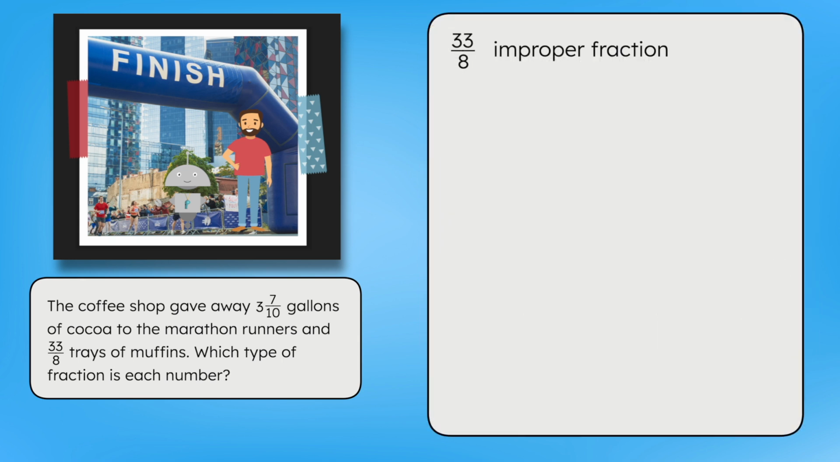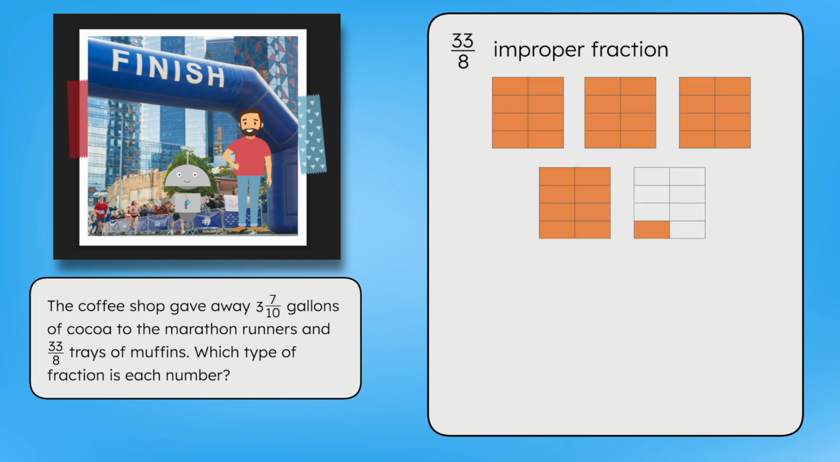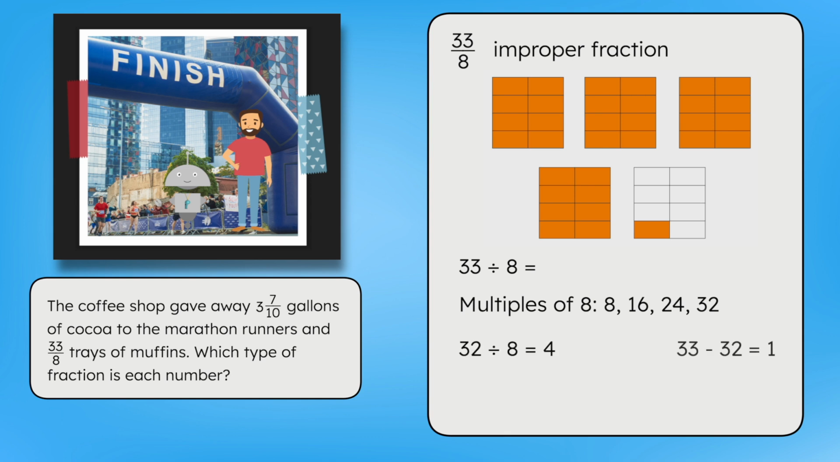Now, for 33/8, which is an improper fraction. To convert it to a mixed number, we could create a visual model or divide the numerator by the denominator. 33 isn't a multiple of 8 though, so we need to find the closest multiple that is still smaller than the numerator. Multiples of 8 are 8, 16, 24, and 32. Since 32 is the closest, we divide 32 by 8, which equals 4. That leaves one piece left over, so the mixed number is 4 1/8.